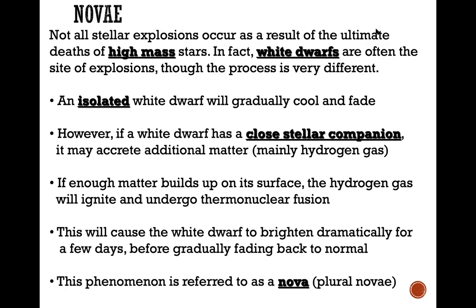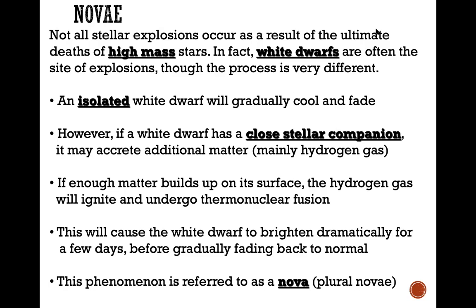Now, this process, which we call a nova, is different. The previous one, the type 2 supernova, is a stellar explosion that occurred as a result of the death of high mass stars. But white dwarfs are also a site of explosions, right? But this process is very different. It's not just involving only a white dwarf star, but it will have another stellar companion nearby.